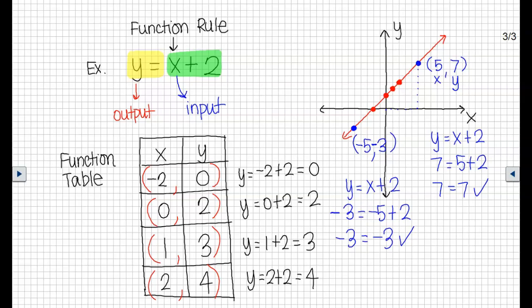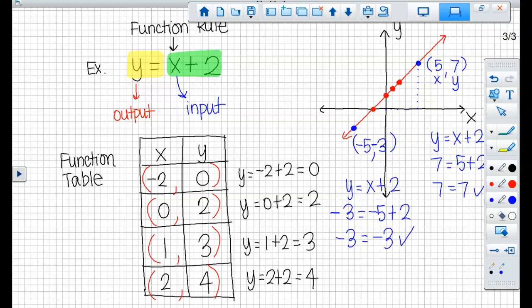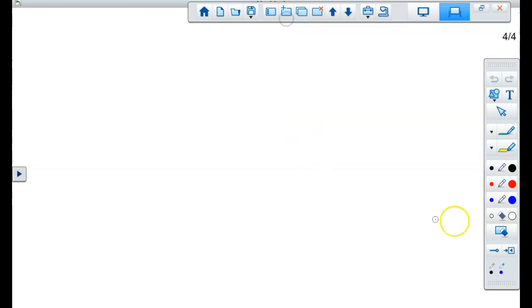So notice, this is just a simple little exercise of plugging the x in, putting the number they give you in for x, and then working it out and getting that y value, making those connections. All right, let's try another one.